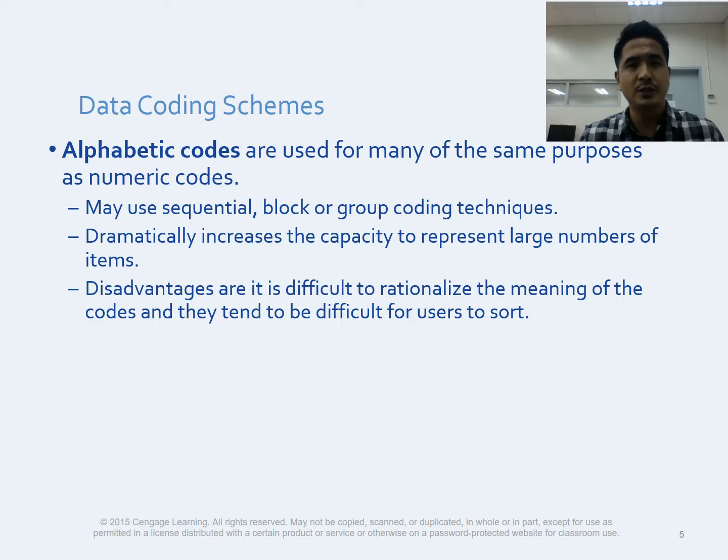The next coding scheme is the alphabetic code. For the alphabetic codes, it's similar with the sequential block or group coding techniques. But the difference is that the alphabetic codes use letters, so they can represent a larger number of combinations. For example, for one character for the sequential code, you can have 9 combinations because you have 0 to 9. But for alphabetic codes, you can have 26 different codes because you have 26 letters in the alphabet. The disadvantage is quite similar with the sequential code. It has no meaning.